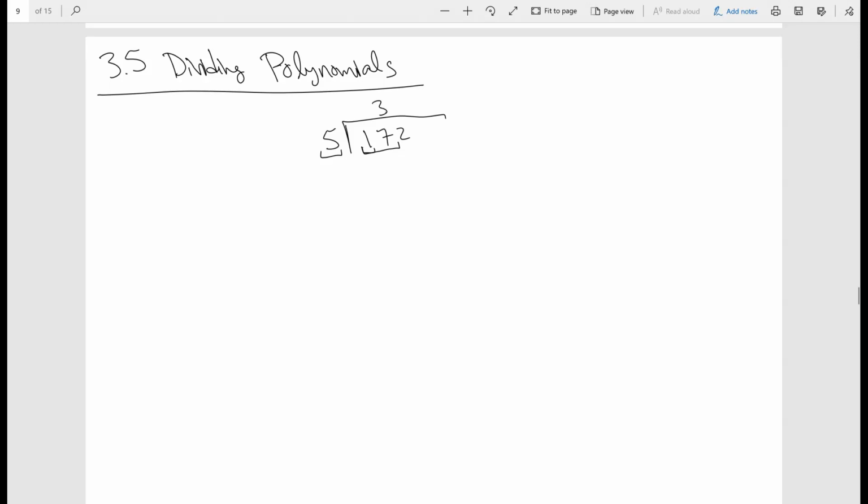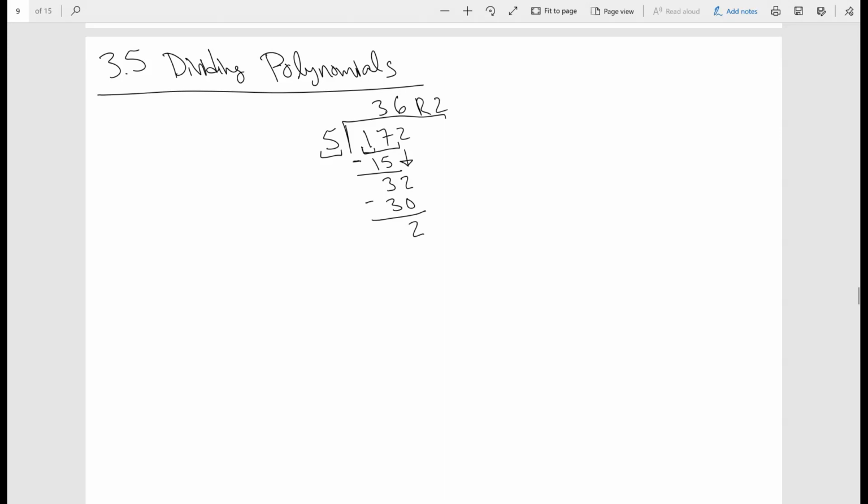Then what we do is we multiply it. So 3 times 5 gives me 15. We subtract on the bottom, so we're left here with a 3. And then we bring down this 2. How many times does 5 fit into 32? That's just going to be 6. Multiply that out, so you get 30. Subtract one more time, and you're left with a 2. So you're left with something called a remainder of 2.